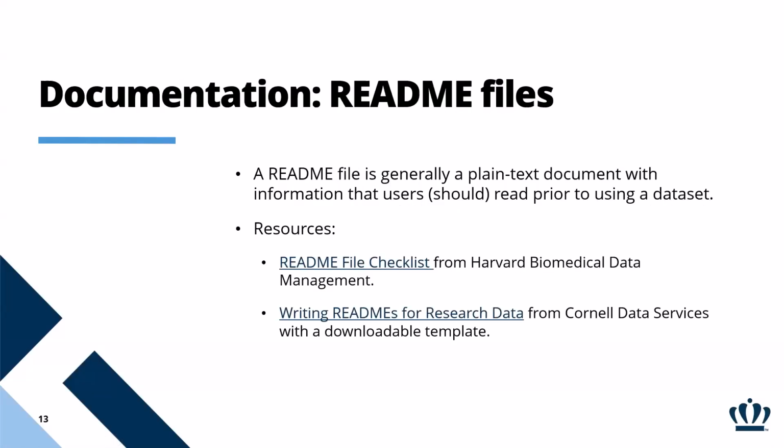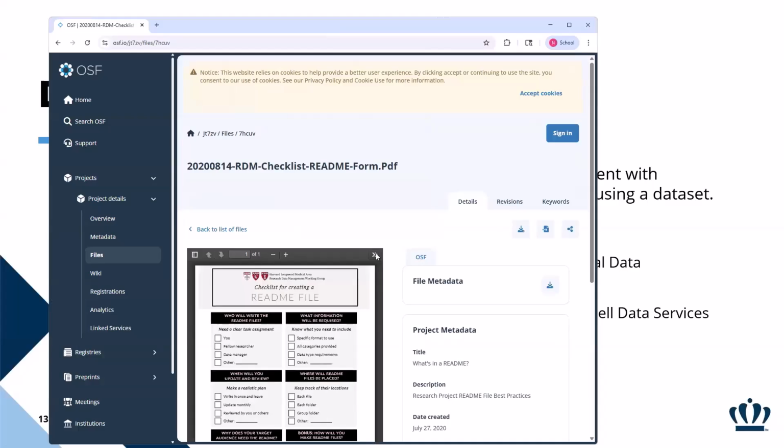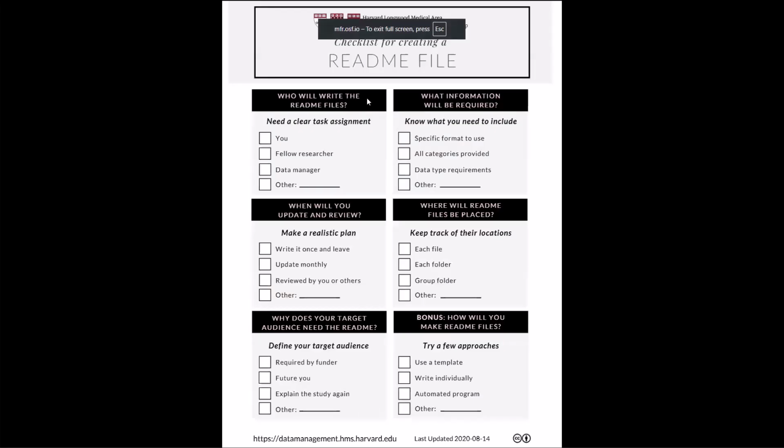A README file is generally just a plain text document that has information that users hopefully and should read prior to using a data set. It can include project information, such as the list of files, your naming conventions, directory structures, the creators, your methodology, etc. And there's this checklist from Harvard that does a good job of explaining some things around README files, but it goes a little bit beyond.